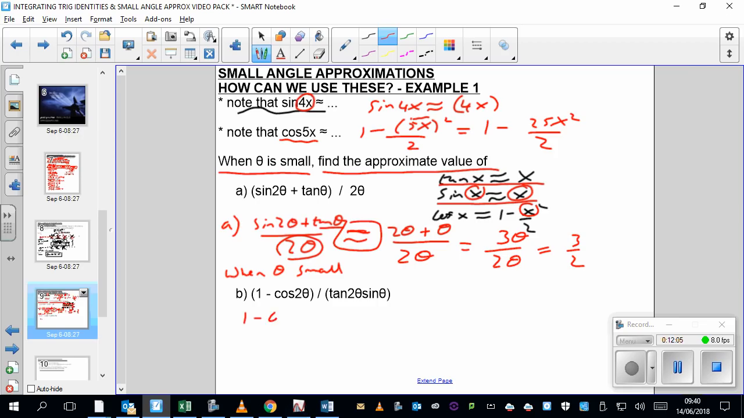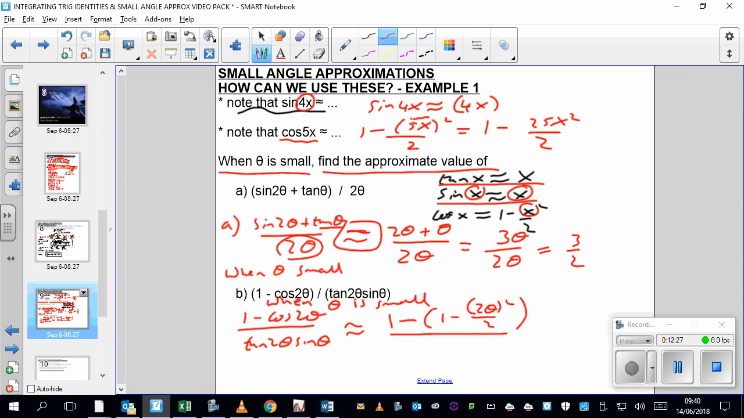Likewise here, I've got 1 minus cos 2 theta over tan 2 theta sine theta. So this is approximately always right when theta is small. Okay? That's important to put that down. So I've got 1 minus, and then cos 2 theta is 1 take 2 theta all squared divided by 2 over tan 2 theta, which is 2 theta, and sine theta, which is just theta. You see how familiar you need to be with these three things here, okay?